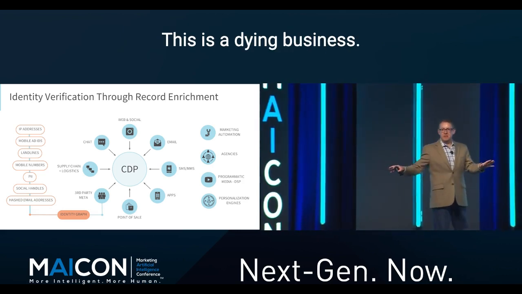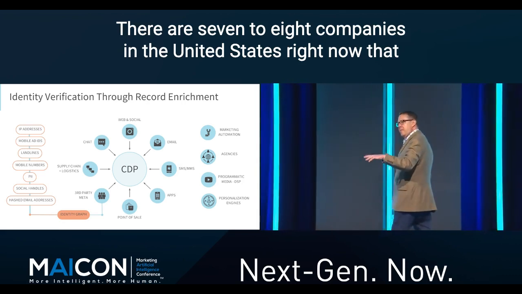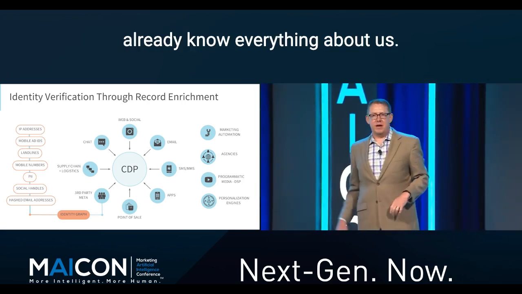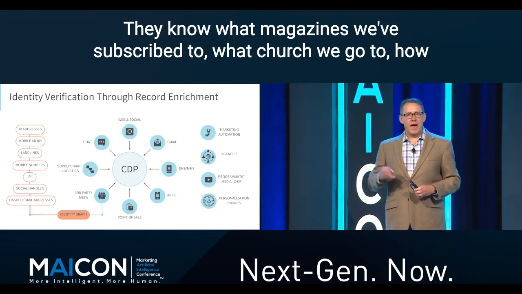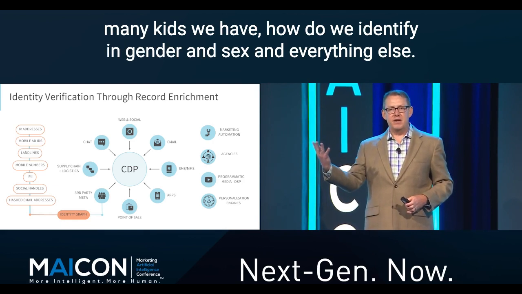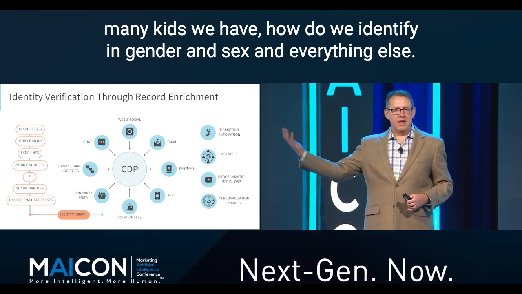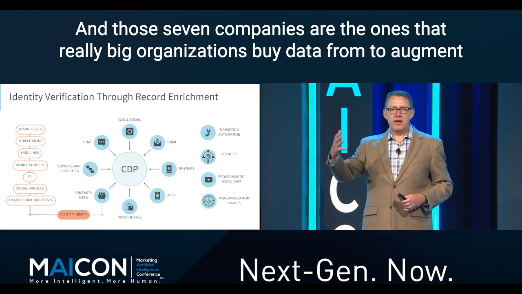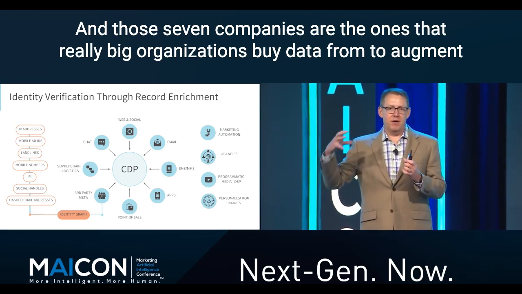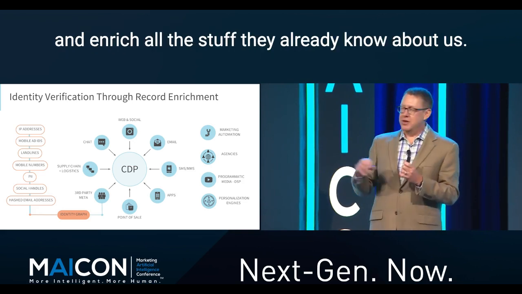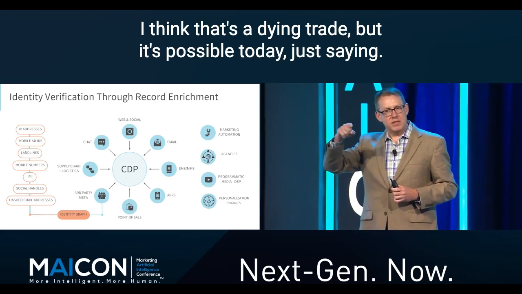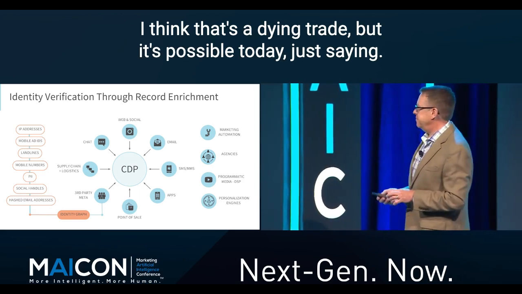This is a dying business. There are 7 to 8 companies in the United States right now that already know everything about us. They know what magazines we subscribe to, what church we go to, how many kids we have, how we identify in gender and sex and everything else. And those 7 companies are the ones that really big organizations buy data from to augment and enrich all the stuff they already know about us. I think that's a dying trade, but it's possible today, just saying.